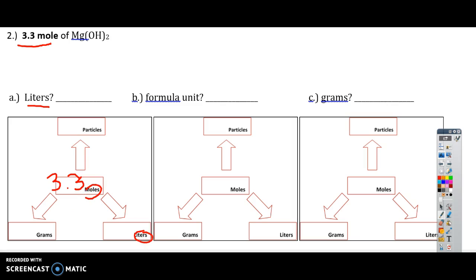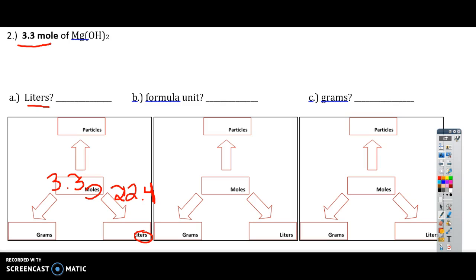Great. They want us to go from moles to liters, so always draw your arrow. Moles to liters. Notice I'm going the same way as my arrow, so that means I'm going to multiply. What am I going to multiply this with? Remember, right next to that arrow is always going to be that same number to find liters. It's going to be 22.4. We're going to multiply 3.3 times 22.4. That number is always going to be there, 22.4.